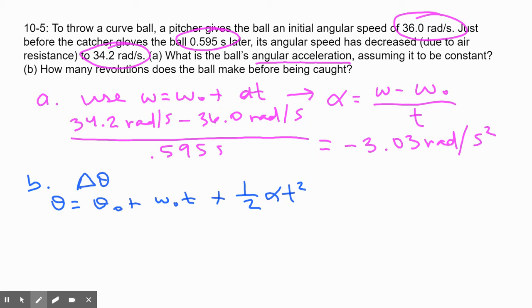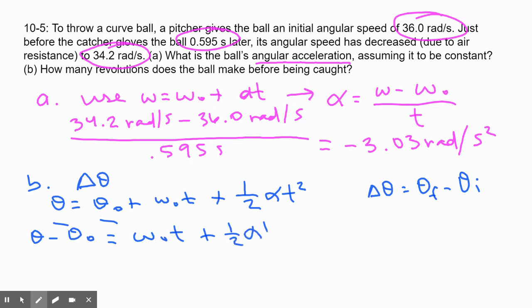Now, it doesn't have the change in theta here, but we know that a change in theta is just equal to whatever the final theta is minus the initial theta. We have initial, we have final, so we can find this, and let's go ahead and rearrange. Final theta minus initial theta equals omega naught times t plus 1/2 alpha t squared. Okay. We can now plug in the information that we have.